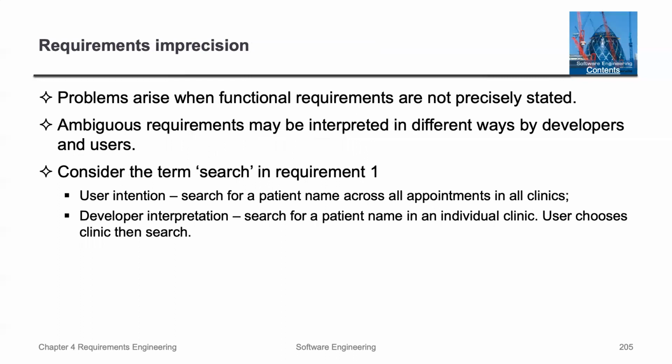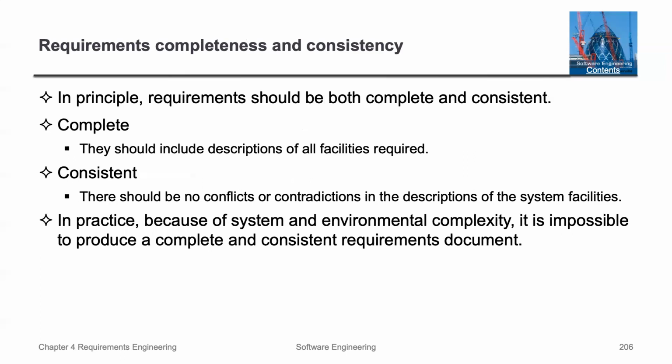So what happens when there's requirement imprecision? Problems arise when functional requirements are not precisely stated. Ambiguous requirements may be interpreted in different ways by developers and users. Consider the term search in requirement 1. The user intention: search for patients' names across all appointments in all clinics. The developer's interpretation would be: search for a patient's name in an individual clinic. Users choose which clinic, then search. So you can see that there's a confusion on what the requirements might mean.